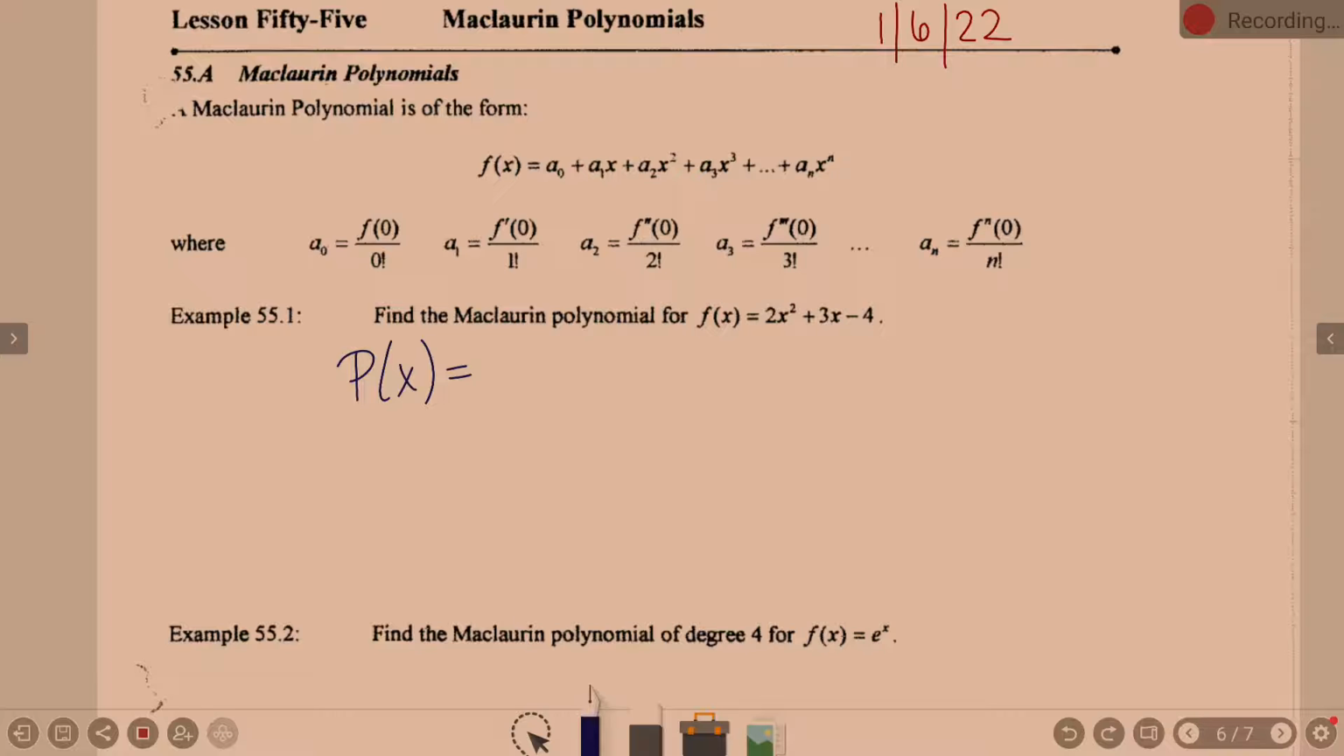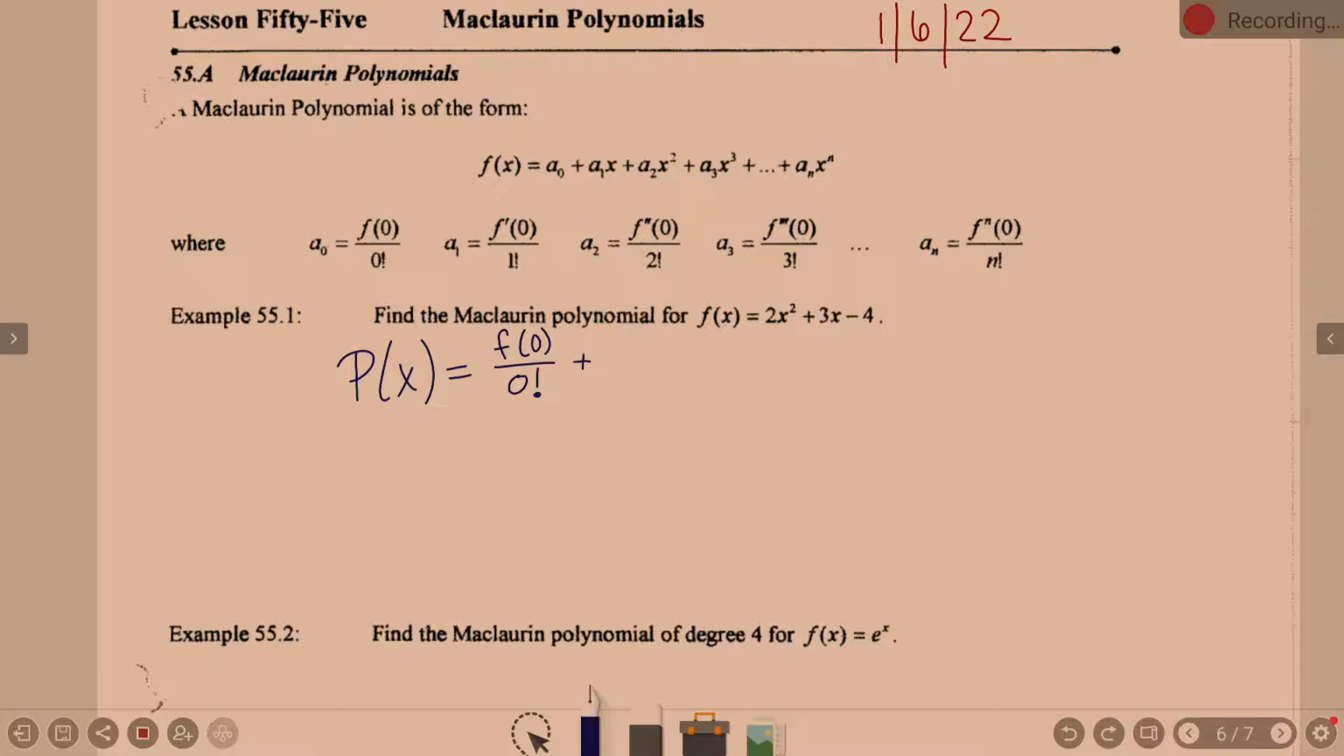So in order to do a naught, and I'm just going to write out the basics right now, we're going to be doing f of 0 divided by 0 factorial. You guys do know factorial, yes? I've taught that to you somewhere along the line. Okay.